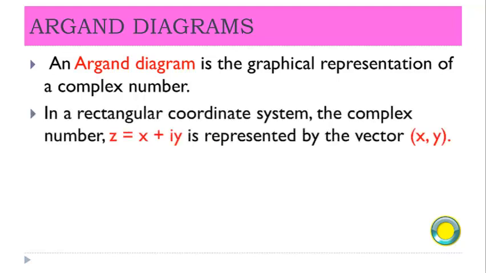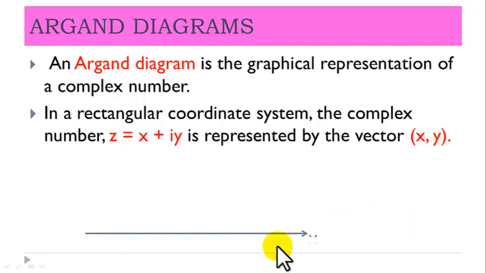In a rectangular coordinate system, the complex number z equal to x plus iy is represented by the vector (x, y). A rectangular coordinate system consists of two intersecting straight lines. One is horizontal, called the x-axis. This is the x-axis, while the second is vertical, called the y-axis or the imaginary axis. The two lines intersect at a point O called the origin.